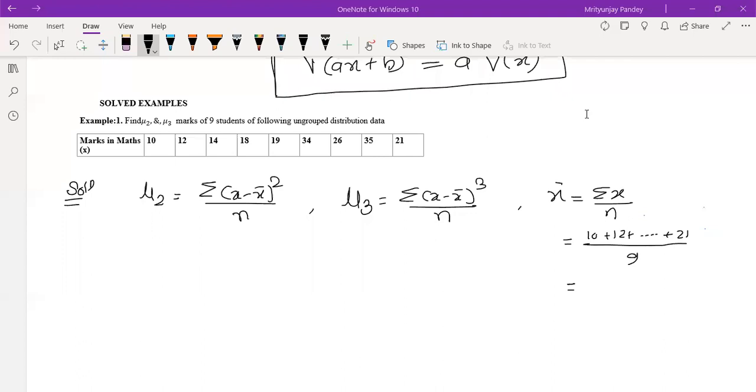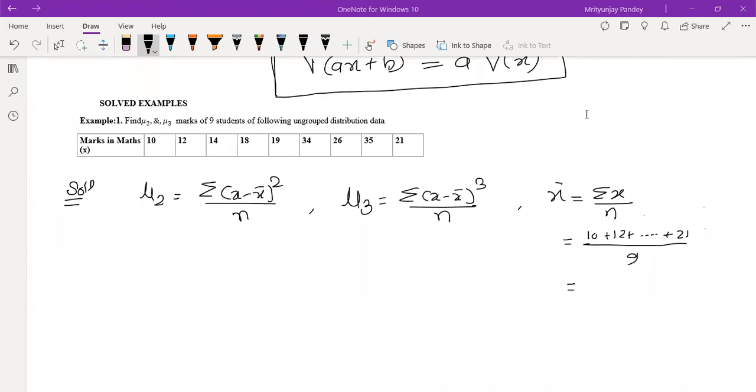Okay, so we will solve three examples. First example based on sequence, second example based on the group frequency distribution data, and third example based on group data. So this is your first example related to sequence, and find mu2 and mu3. So this is the formula of mu2 and mu3 for sequence data.